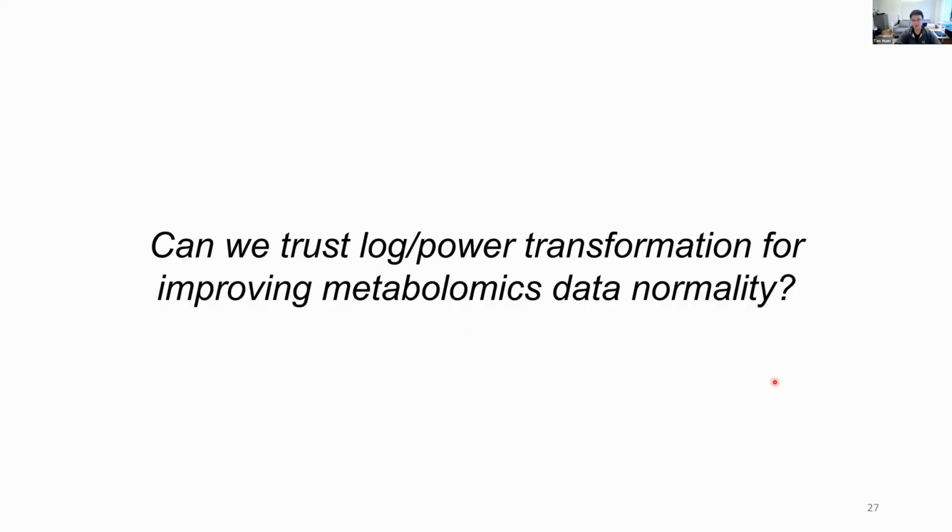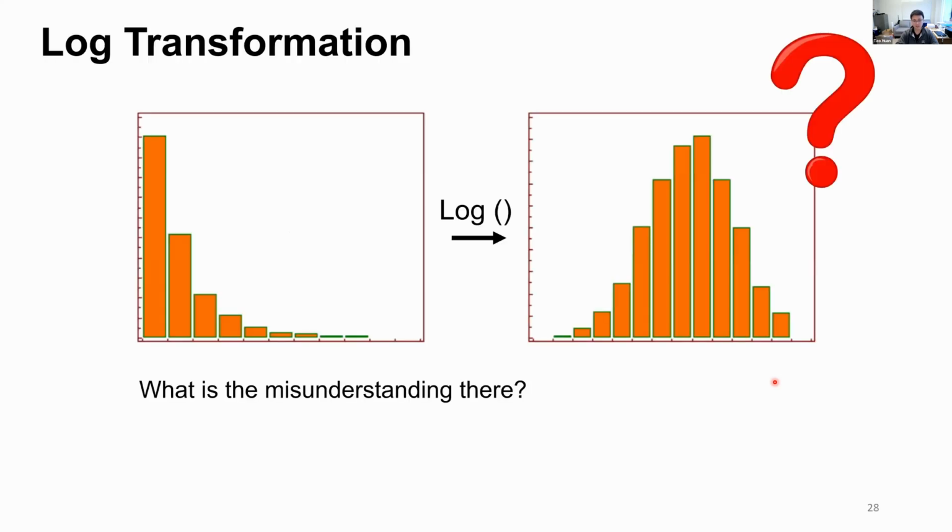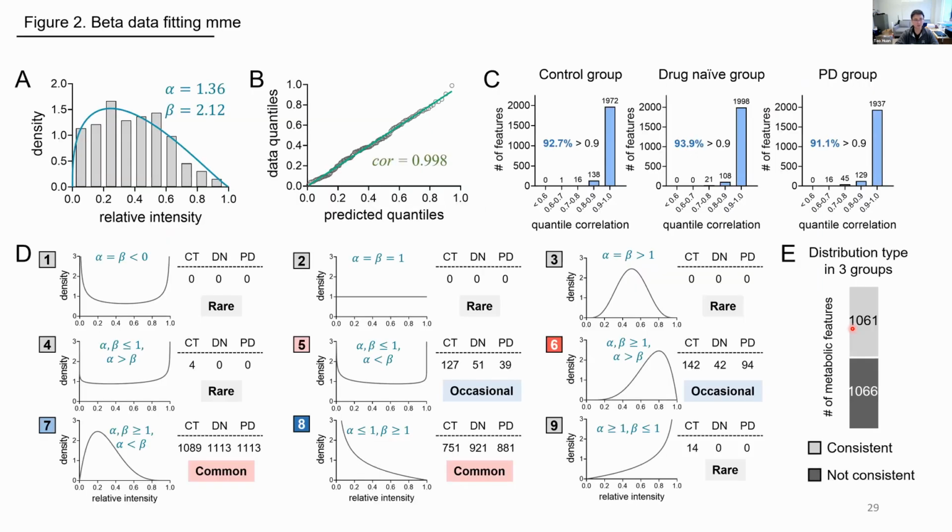Next to this, another commonly used strategy is called log transformation or power transformation. We've been using it for decades, trying to improve the data normality for better statistical outcomes. But can we really trust those data transformations for improving data normality? The mechanism behind this is because we believe that metabolomics data are left skewed, so that when you apply the log transformation, it will bring the left skewed data into a relatively more normal distribution, so that you can do a better statistical analysis. But is that the case?